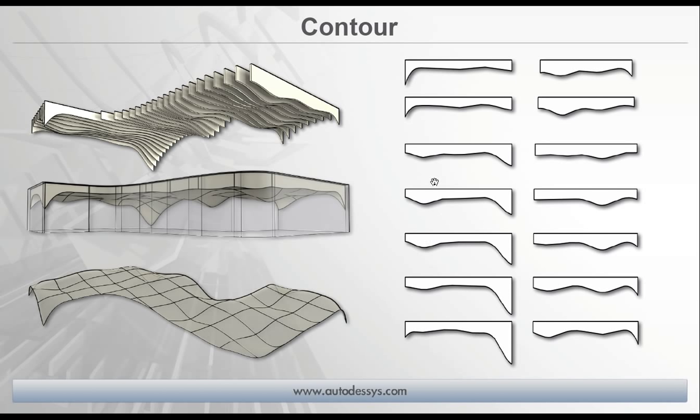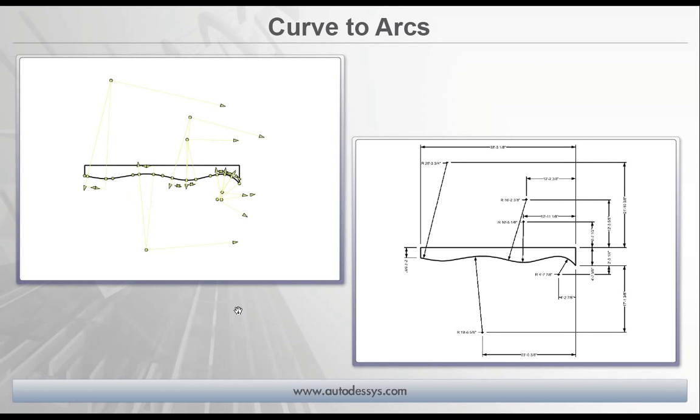Now, another option for this, since we have them already cut out flat, let's say we're not sending them to a CNC machine, but we do want to create some construction documentation for these cross sections. We do have a new curve to arcs tool, which allows you to take any spline curve and convert it into a series of arcs. And then with those arcs, we can actually dimension the actual position and radius of where all those arcs are to create a construction document.